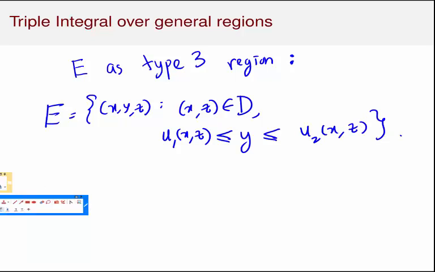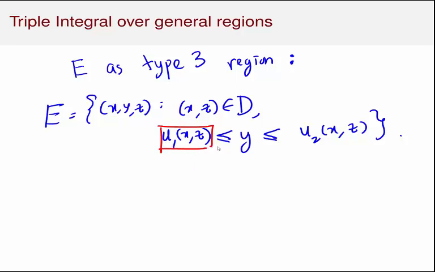Anyway, in our case, we have identified the left hand surface. So this lower bound here will be replaced by the elliptic paraboloid, which is given by y equals x squared plus z squared. So that would be our lower bound for y, and the right hand surface is the vertical plane y equals 4. So it's going to be the constant 4 for the upper bound.